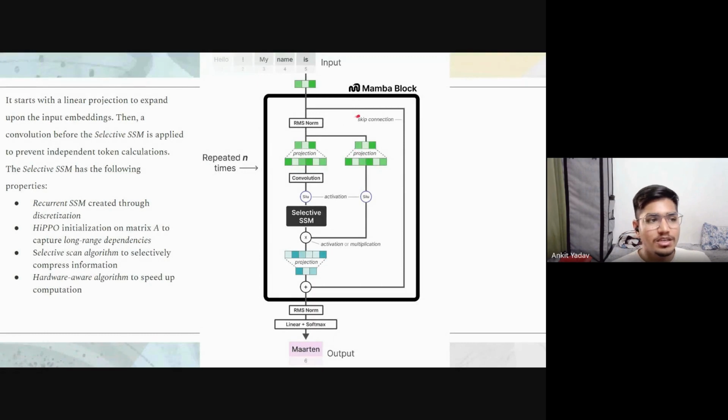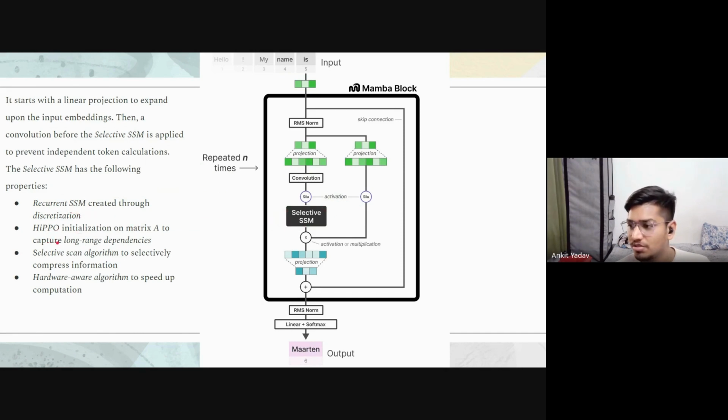Again, if I say, it starts with just a linear projection and expands the input embeddings here, then a convolution before the SSM is applied to prevent independent token calculation, to do the parallelizable stuff basically instead of going line by line. The SSM is as follows. The recurrent SSM is created through discretization.